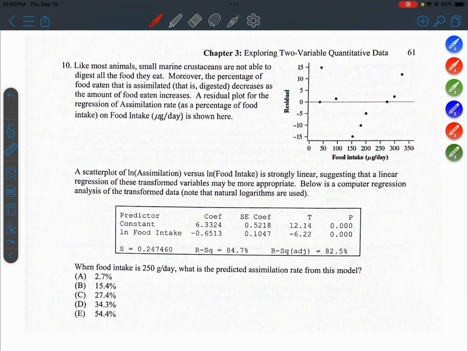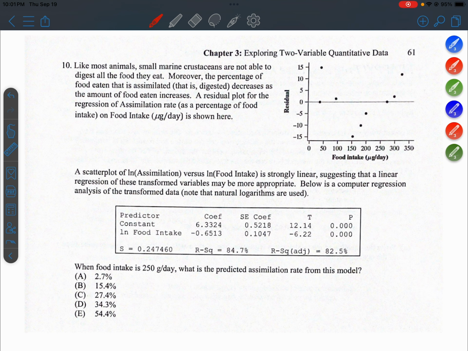Question 10. Like most animals, small marine crustaceans are not able to digest all the food they eat. Moreover, the percentage of food eaten that is assimilated, meaning digested, decreases as the amount of food eaten increases. A residual plot for the regression of assimilation rate as a percentage of food intake on food intake, micrograms per day, is shown here.